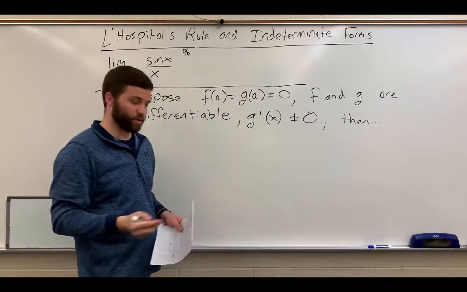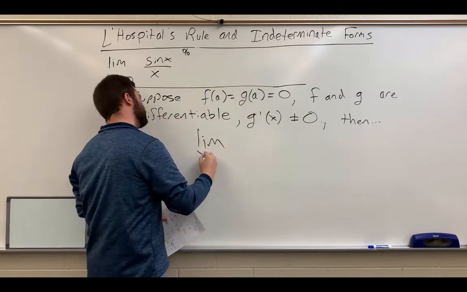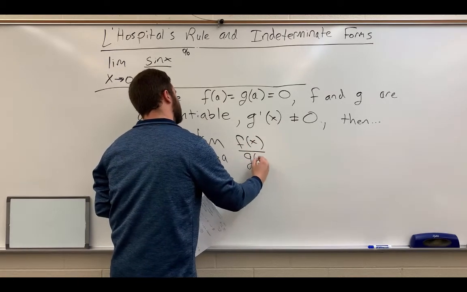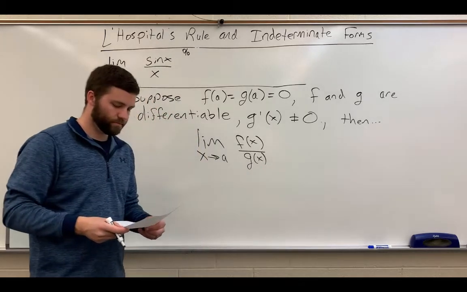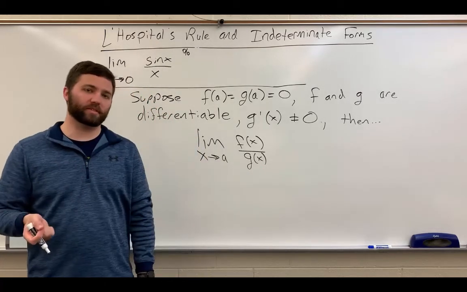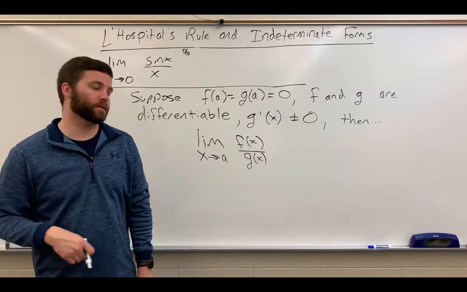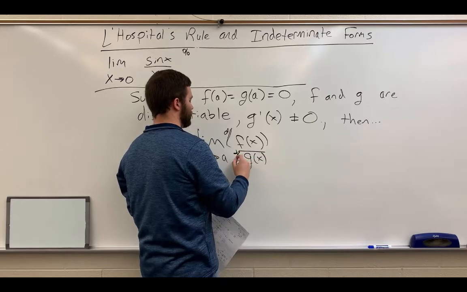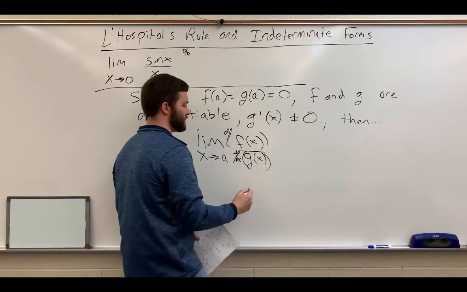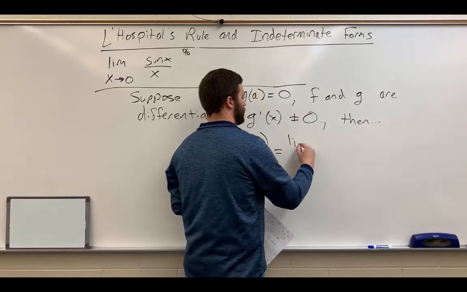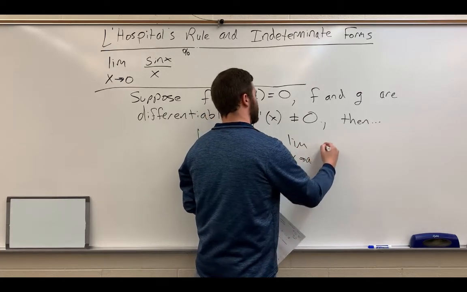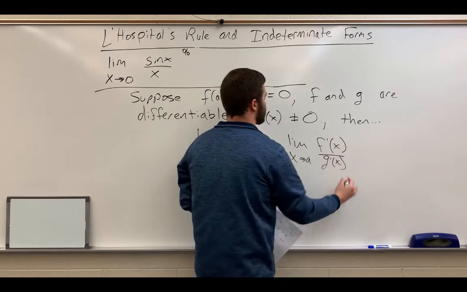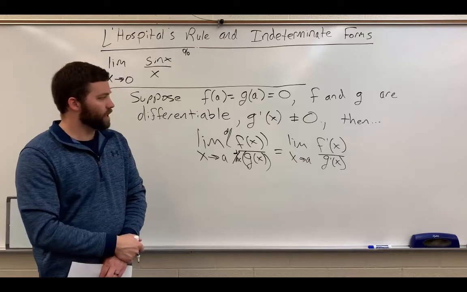We can take the limit as x approaches a of f of x over g of x, and we can take the derivative of the top and the derivative of the bottom. Okay, so we can take the derivative of the top with respect to x, the derivative of the bottom with respect to x, and I'll get this, the limit as x approaches a of f prime of x over g prime of x. Okay. And that's what L'Hopital's rule says.